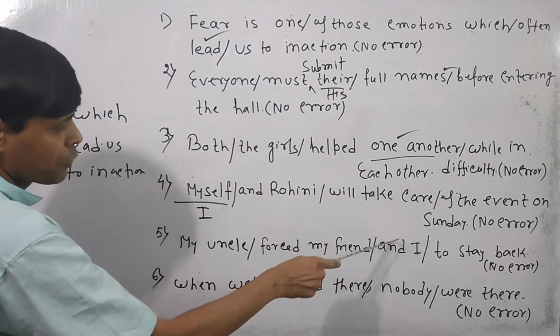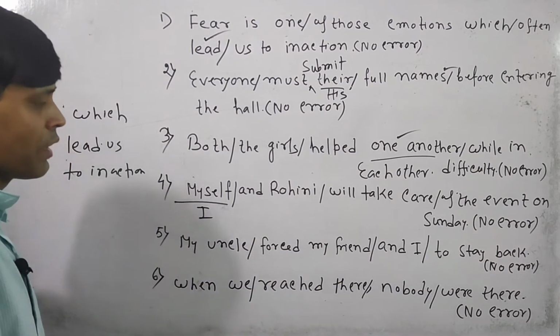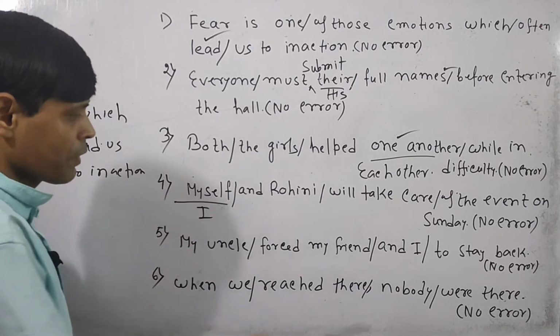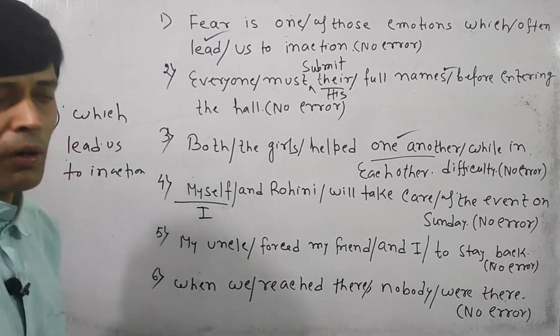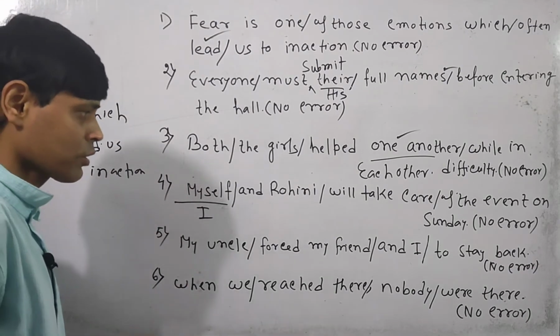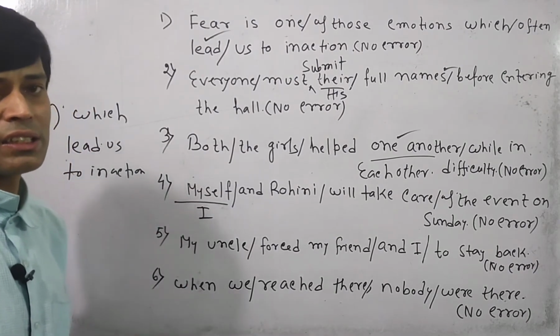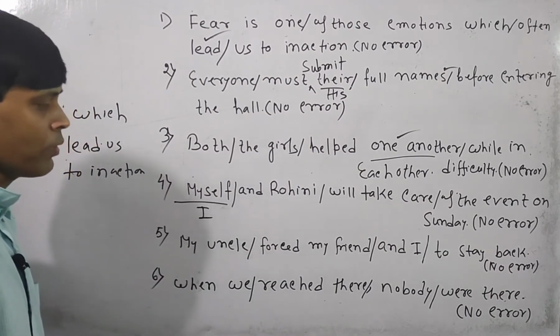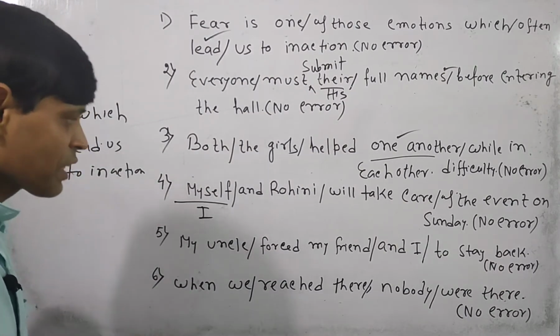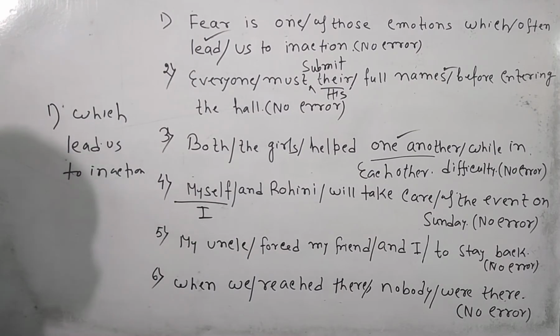Again I am going to join this one with the linker and. But here it is also functioning as the object. But I cannot be the object. I is a personal pronoun. It functions as the subject. So instead of I, what is the objective form? Me. So instead of I, me will be the perfect answer.